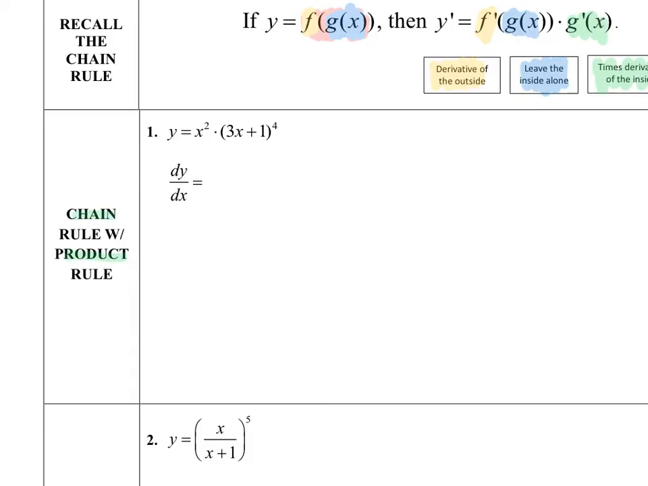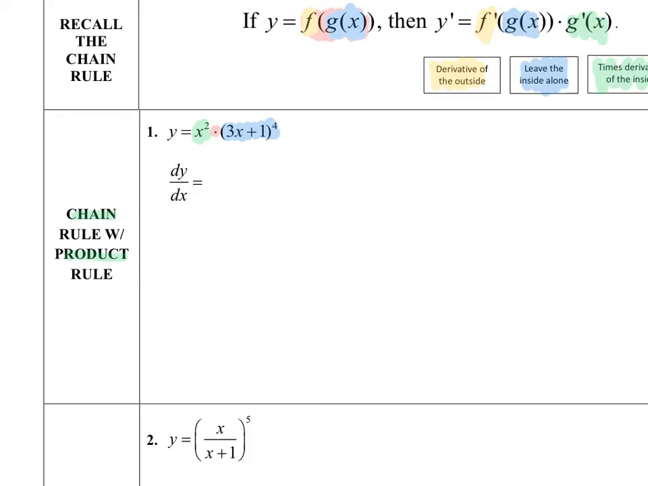This first example will show us how to use a chain rule in conjunction with a product rule. So chain and product. So when I look at this, I see x squared times this binomial to the fourth power, and it is that multiplication symbol right there that makes me know I need to use a product rule. So I've got x squared as my first function and 3x plus 4 to the fourth as my second function.